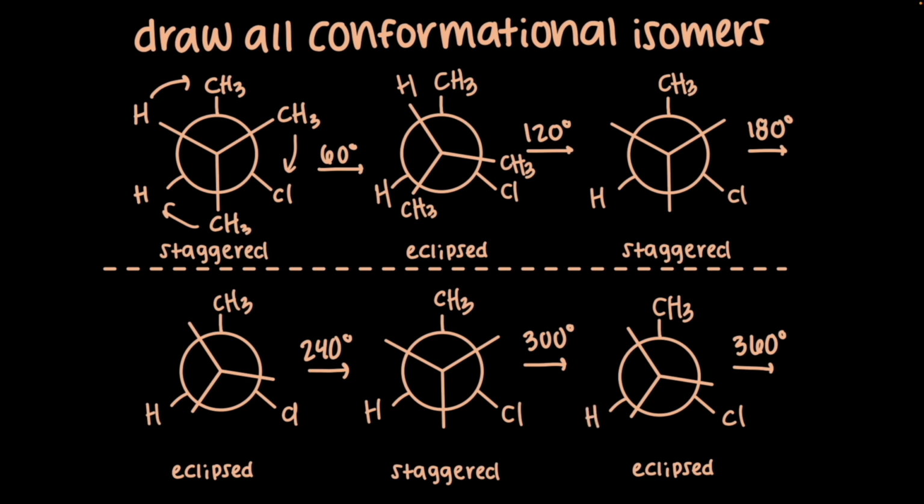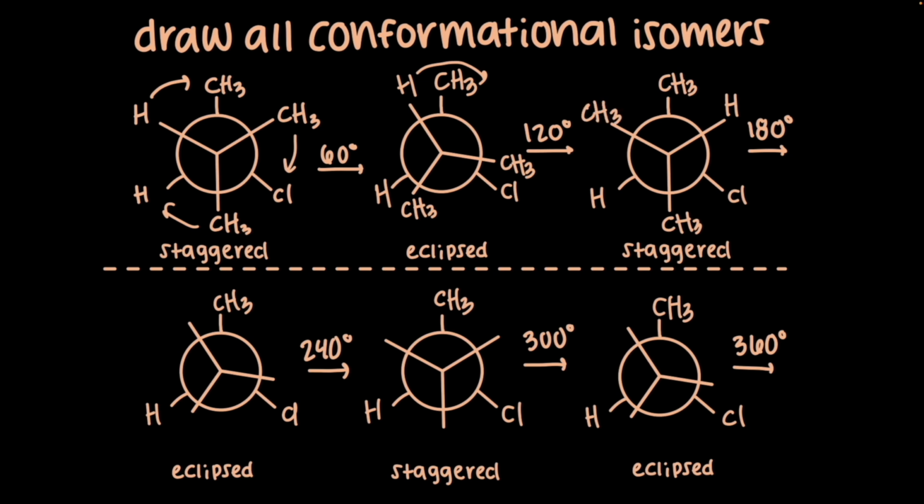For the next rotation, I'm going to rotate 60 degrees clockwise to get to the next staggered conformation. H, that was now eclipsed with CH3, will be on the right side. The CH3 that was on the bottom right will now move to the bottom. And the CH3 that was on the bottom left will now move to the top left.